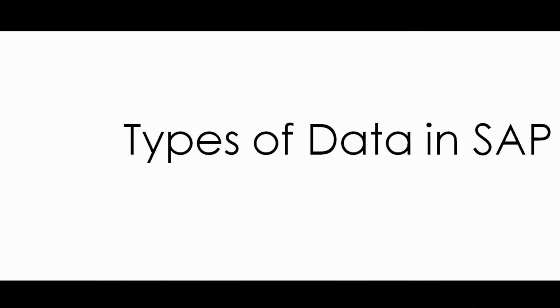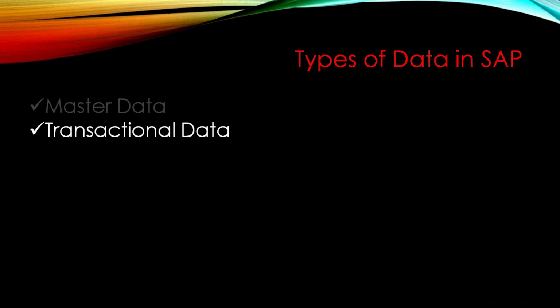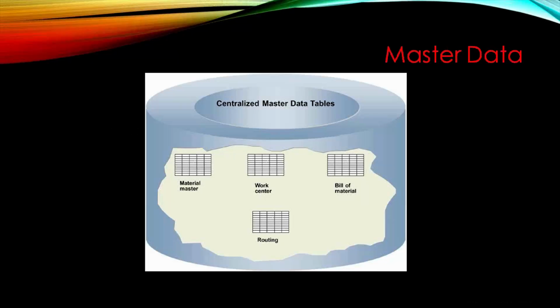Types of data in SAP. We have basically 3 types of data in SAP. Number 1 is master data. Number 2 is transactional data. Number 3 is customizing data. Okay. So let's discuss master data. Everything revolves around master data basically. We have different types of master data.